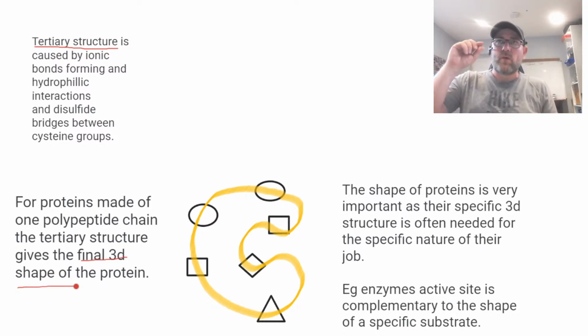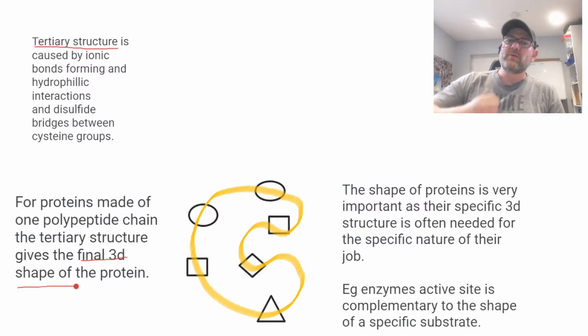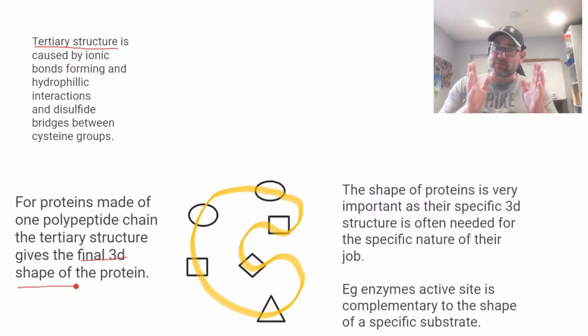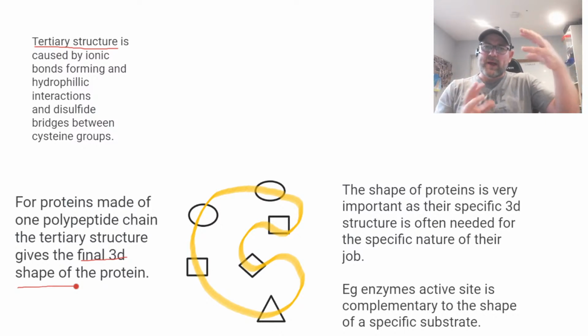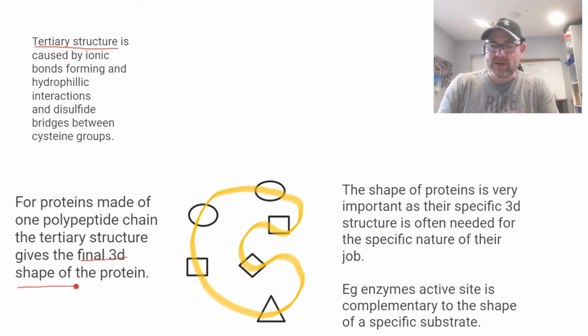Remember that if you caught COVID, your body would have to make antibodies, which are proteins, with a specific shape that could lock on to the antigen of the COVID to destroy it. So the folding and the bonding is very important. That's how they form the specific shapes.